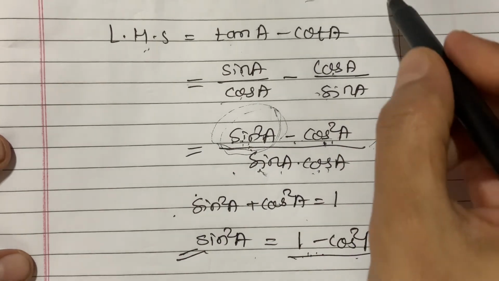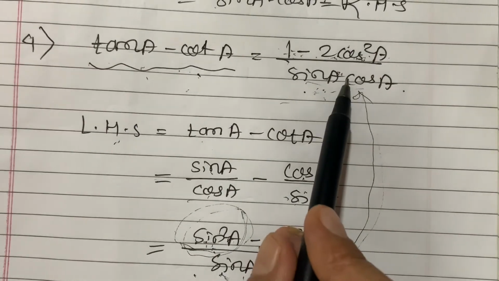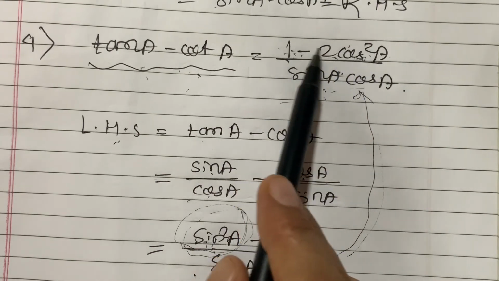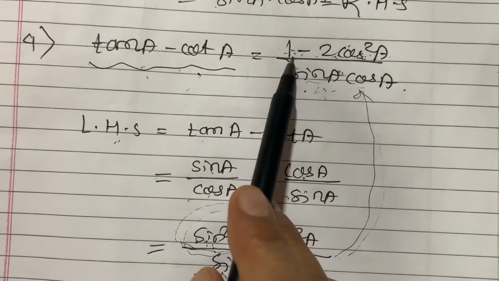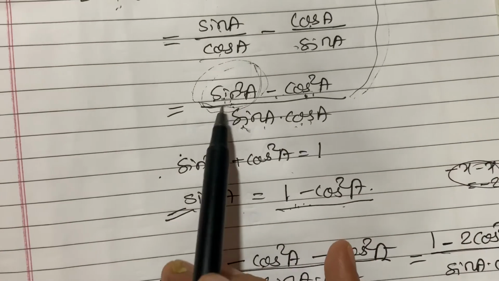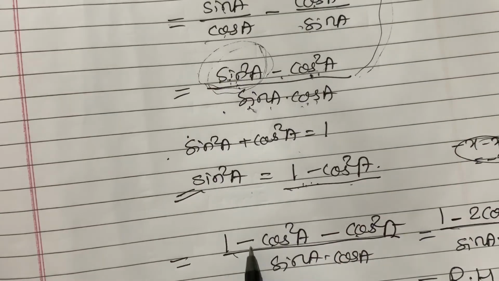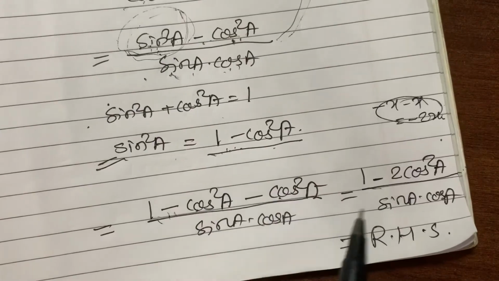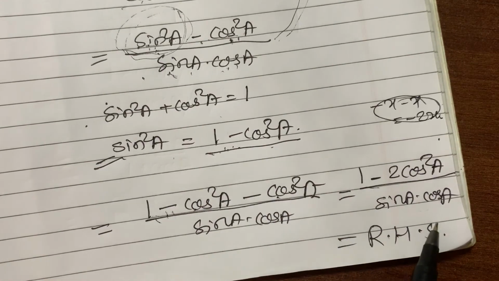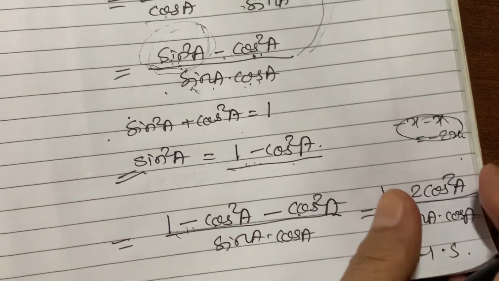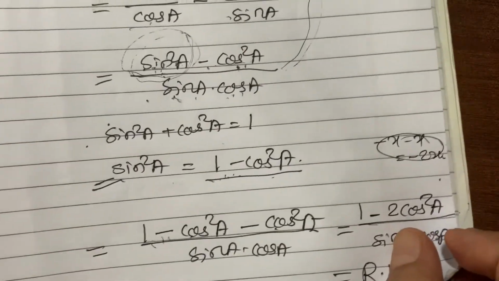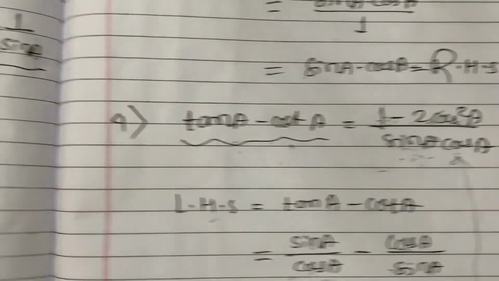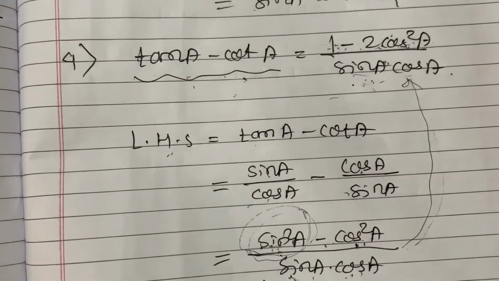After LCM, I have referred to what I want. I want the numerator to consist of only the cos square term, no sin square term. So I try to remove the sin square a by 1 minus cos square a, and I will get the answer. Here it is 1 minus 2 cos square a upon sin a cos a, which is my RHS. Okay, yes. So this is example number 4. Now the next example we can see here.